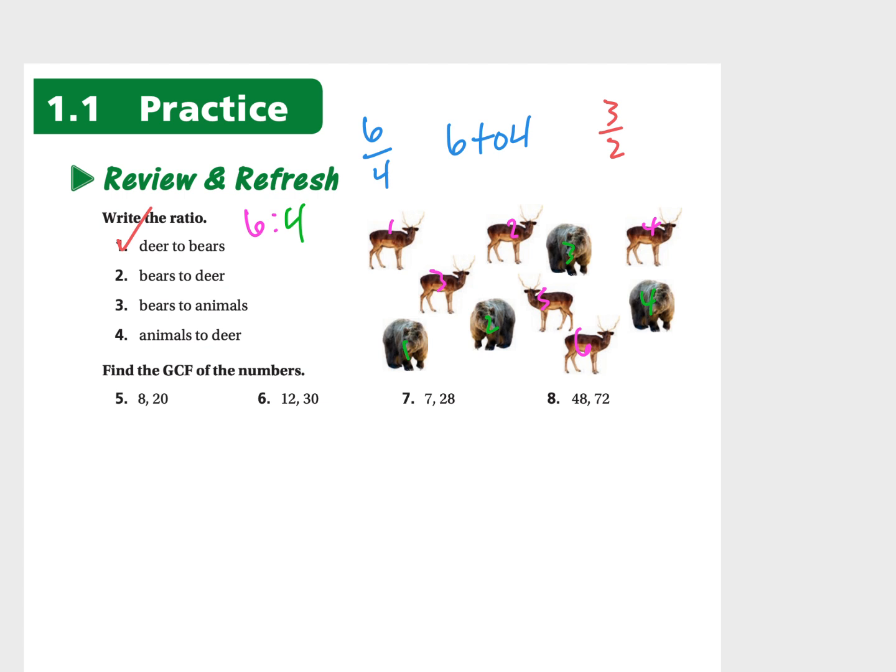And then for bears to deers, you literally just switch it around, okay? Bears to animals. Okay, well, there were 4 bears, and there are 10 total animals. So 4 to 10 like that, and we could switch it to also be 2 to 5 if we were to reduce it. And then lastly is animals to deer. There are 10 animals. There are 6 deer. Again, we could reduce it, and it could be 5 to 3.